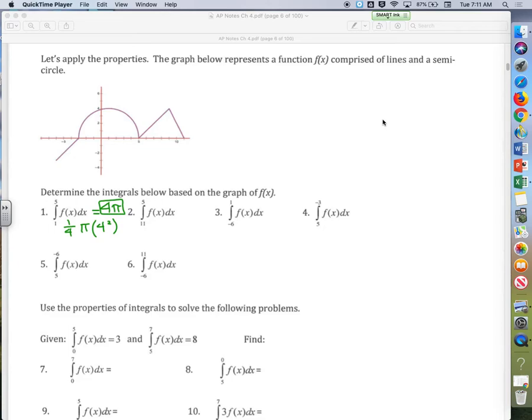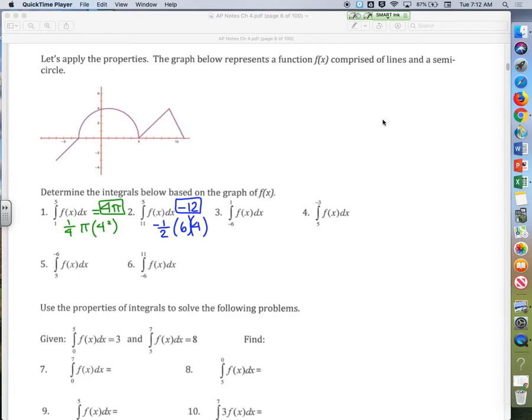For the next one, they said from 11 to 5. So here's 11. Here's 5. So they want this area, but they want us to go in that direction. So the area is going to be a negative. And that's a triangle, so half the base, which is 6, and the height looks like it's 4, so it's going to be negative 12 for that area.